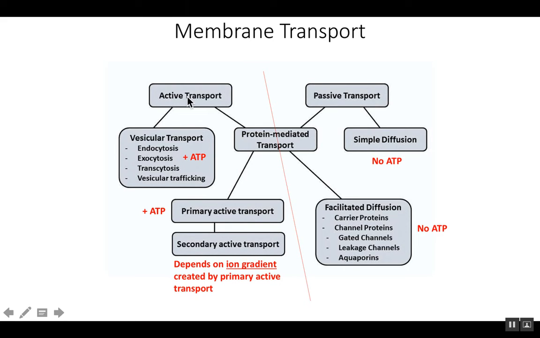We can take that idea and divide it into two methods. One method is called active transport. The other method is called passive transport. Active requires ATP. Passive requires no ATP. So you'll notice all of these mechanisms over here require energy for them to work. These mechanisms here, simple diffusion and facilitated diffusion, do not require energy.